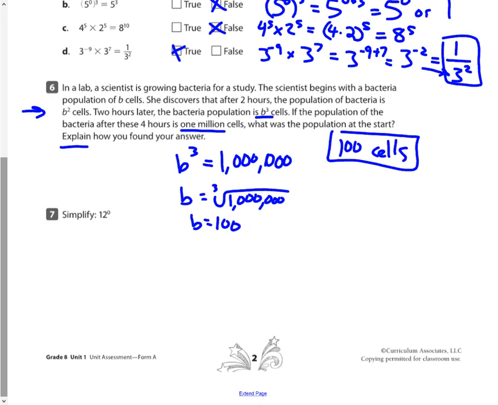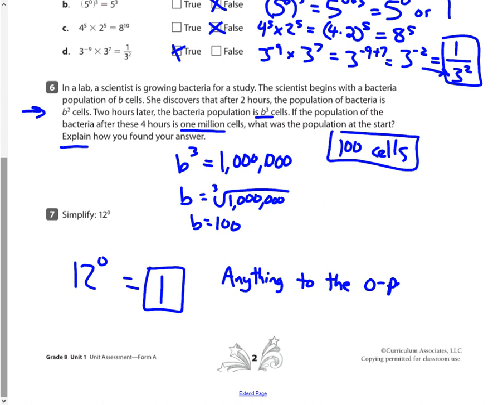Hey, guess what? This is the easiest question on the whole problem, because it equals 1. Anything to the 0 power. That's a 0 power property. Equals 1.